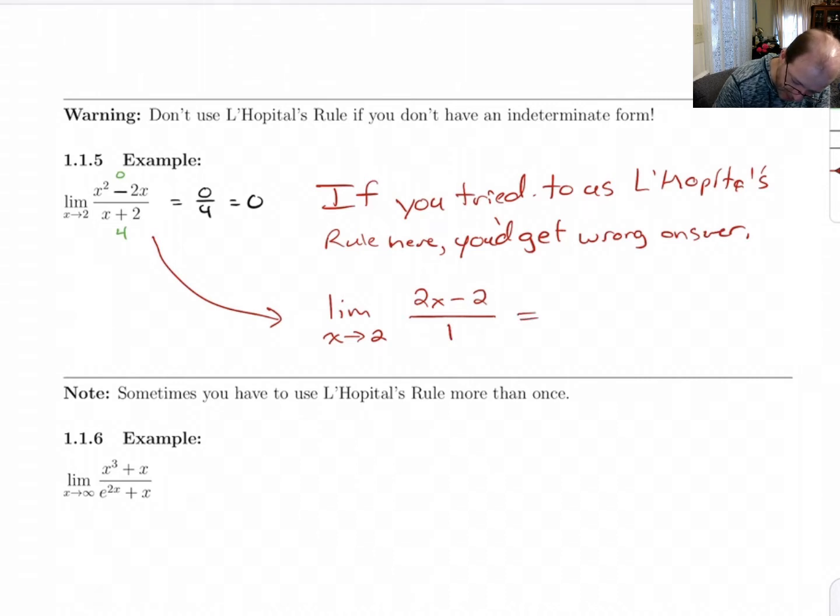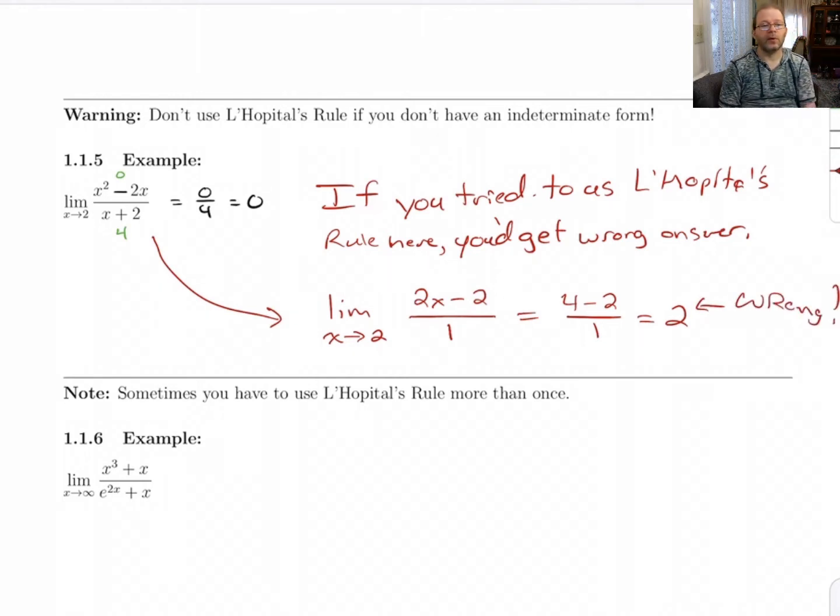And now I can plug my 2 in, and up top you get 2 times 2 is 4, minus 2, over 1 gives you 2, which is wrong. So, only use L'Hopital's rule when it's appropriate. And it's not appropriate here because our original limit here is not infinity over infinity or 0 over 0.